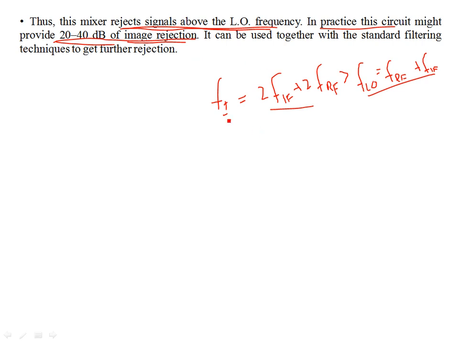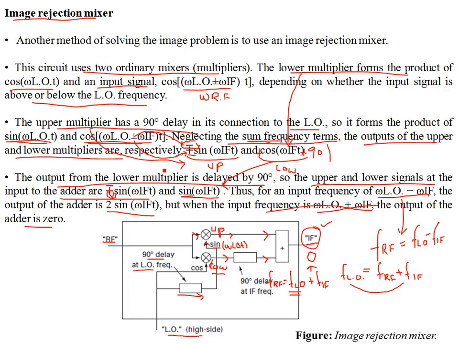We don't need the higher frequencies. It can be used together with standard filtering techniques to provide further rejection. So it's a very useful circuit to provide image rejection, as well as to remove frequencies which are greater than the local oscillator frequency. So that's what the circuit does.